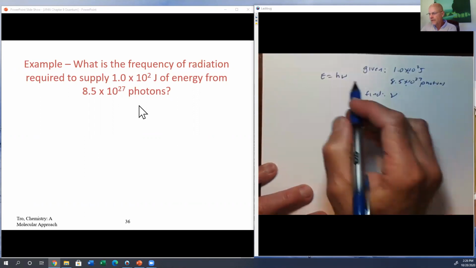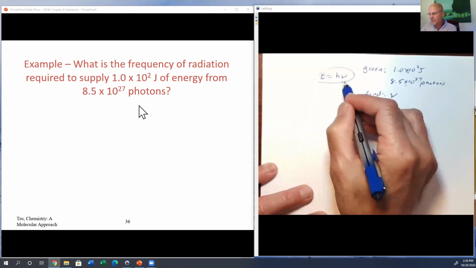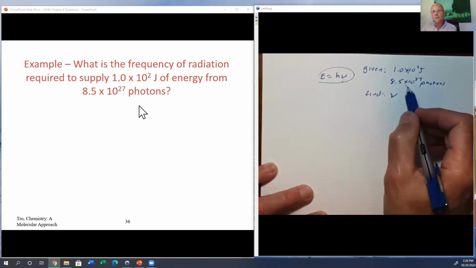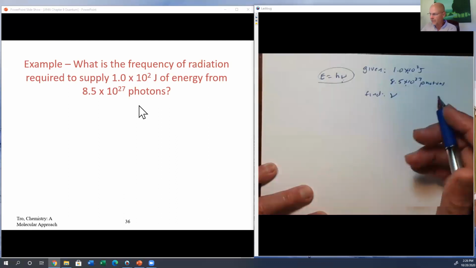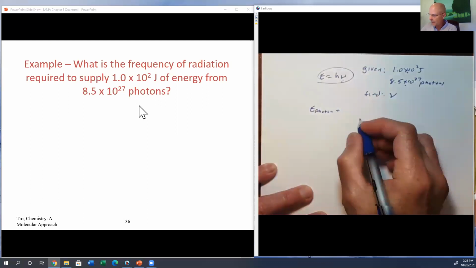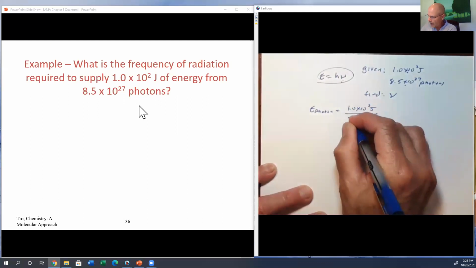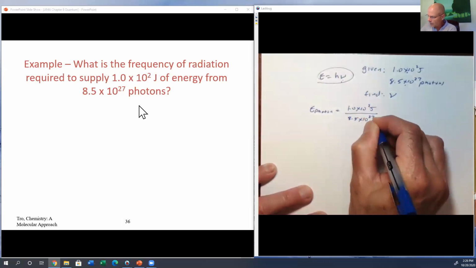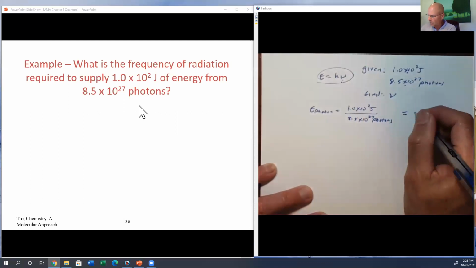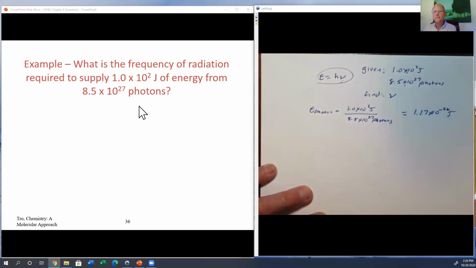So we know that this gives us the energy of one photon. They're asking what's the frequency that'll give us this amount of energy in this many photons. Well, we have to figure out how much energy is in one photon. So the energy of an individual photon, you take 1.0 times 10 to the 2 joules and divide by 8.5 times 10 to the 27 photons, and that gives us the energy per photon, 1.17 times 10 to the minus 26 joules, okay?